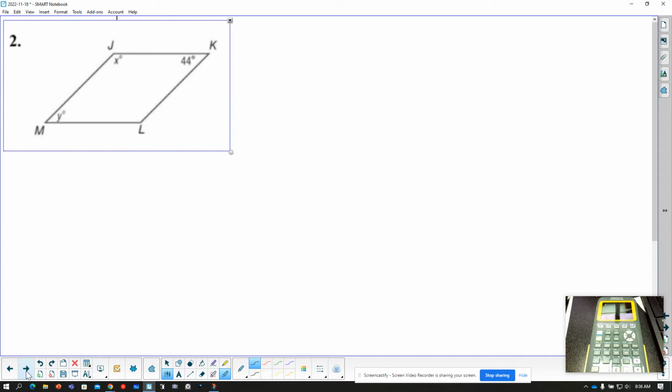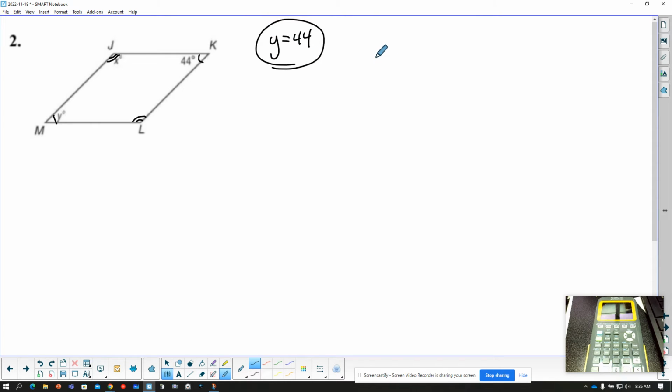Problem number 2. Because this is a parallelogram, we know the opposite angles are congruent, so this angle is equal to this angle. We know this angle here is equal to this angle over here. We also know that these angles that are next to each other are supplementary. Let's start with the ones opposite being congruent. Congruent means equal, so that means the y is equal to the 44. This one we don't have to do any solving, it's all done.